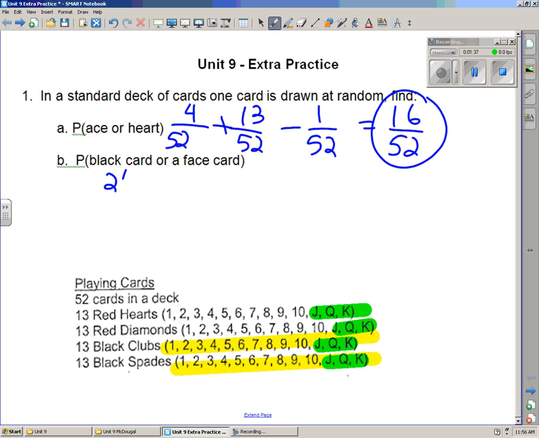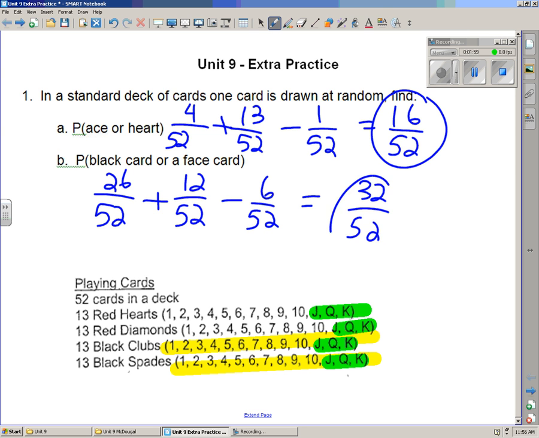My black cards are 26 out of the 52. My face cards, my greens, happen to be 12 out of 52. But remember, 6 of those overlapped. I can't count the same card twice. So I'm going to end up with 26 plus 12 minus 6 becomes 32 out of 52.